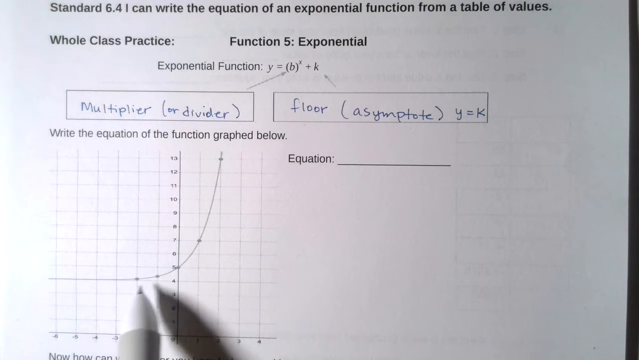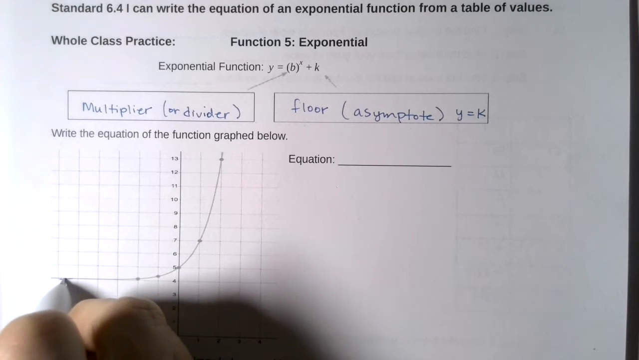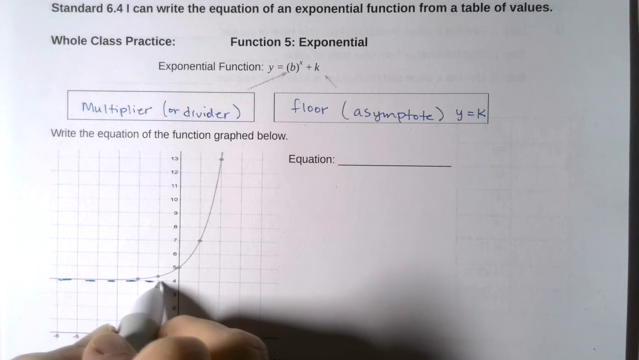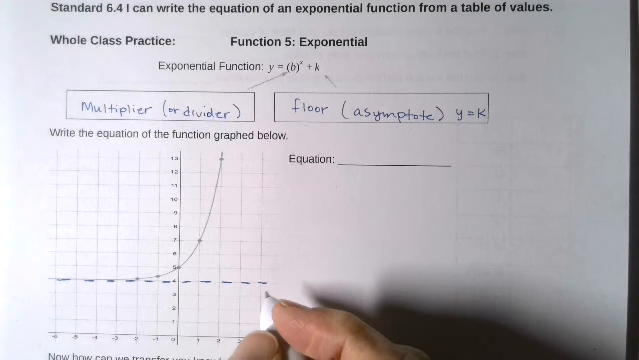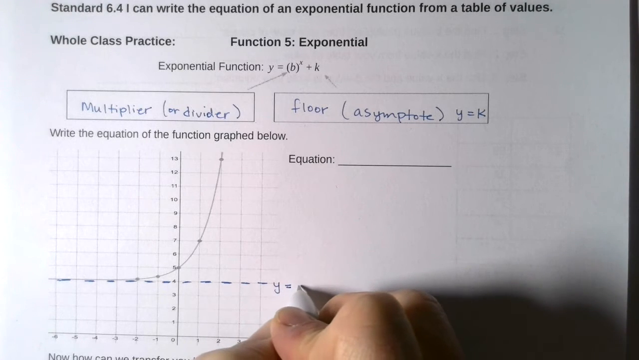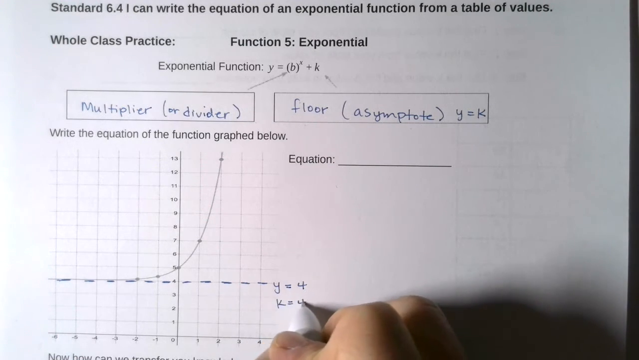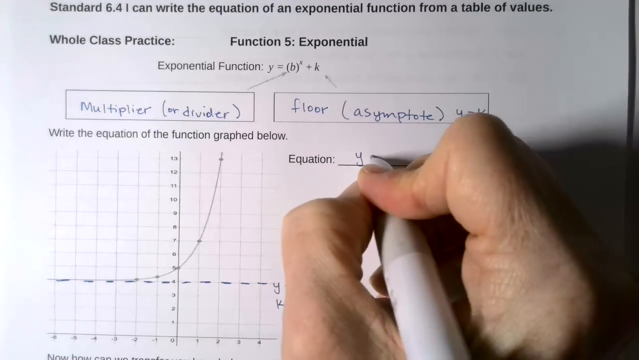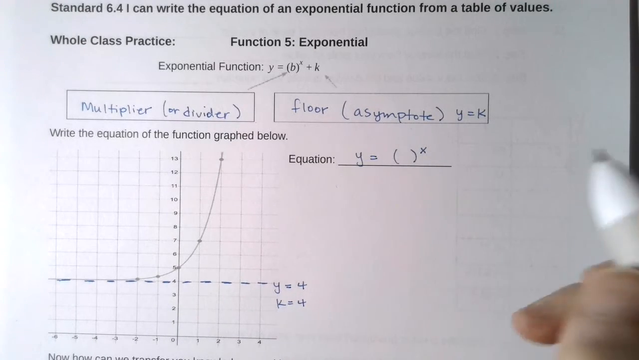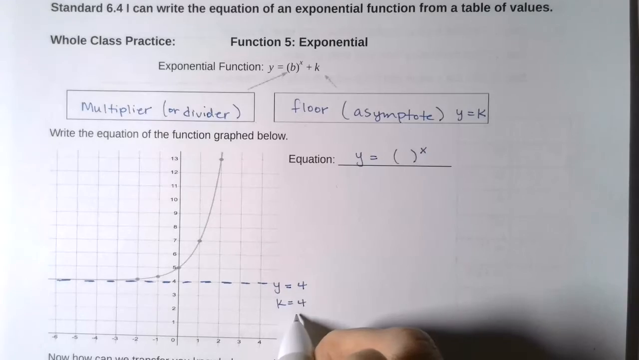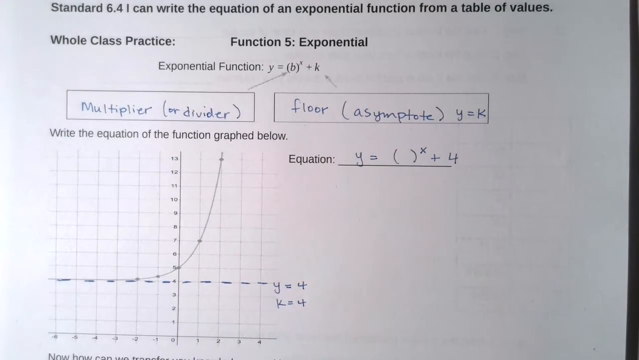So from last unit, we were given a graph and we were supposed to write equations. So we're going to do that right now. The first thing we always did would be to mark and think about where our k value is. So we have this horizontal line here at y equals 4. That tells us that our k is equal to 4. So we would have an equation that's y equals something to the x power. That part stays constant. And then our k value is 4, so we have plus 4 in our equation.